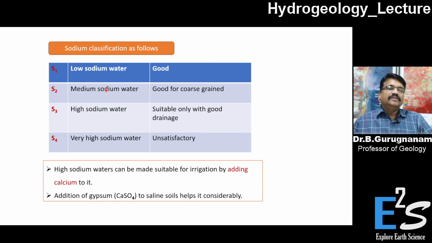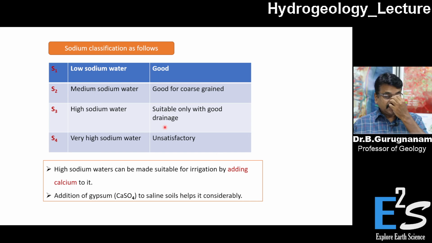The ranks are given for the assessment of water. Similarly, sodium is classified into 4 classes. S1 is low sodium water, and it is good for irrigation purposes. S2 is medium sodium hazard water, which is good for coarse grained sediments. S3 is high sodium water, which is suitable only with good drainage.